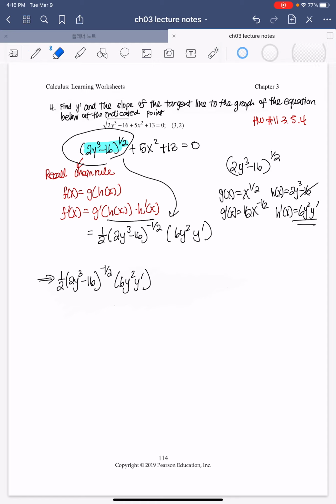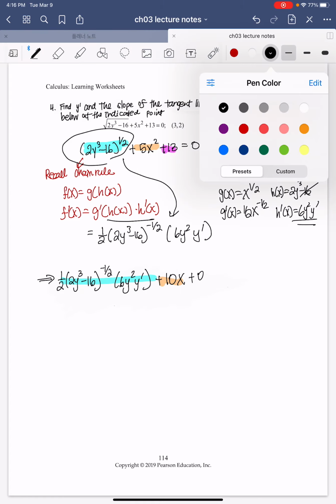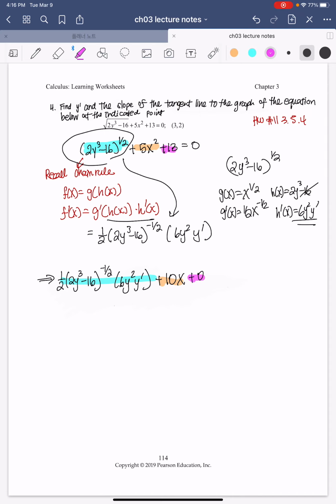Now let's do the middle term. I'll color code it so you do not get confused. The derivative of 5x squared is 10x. Easy. And then the last one, 13: the derivative of 13 is just 0. And the derivative of 0 is just 0. So we are all done taking the derivative.